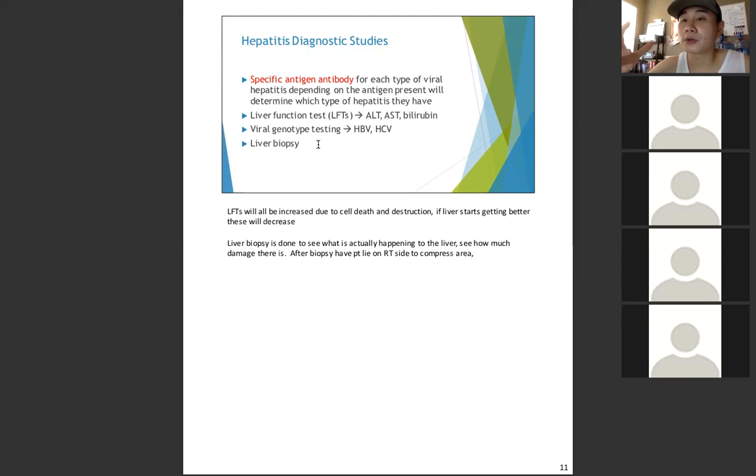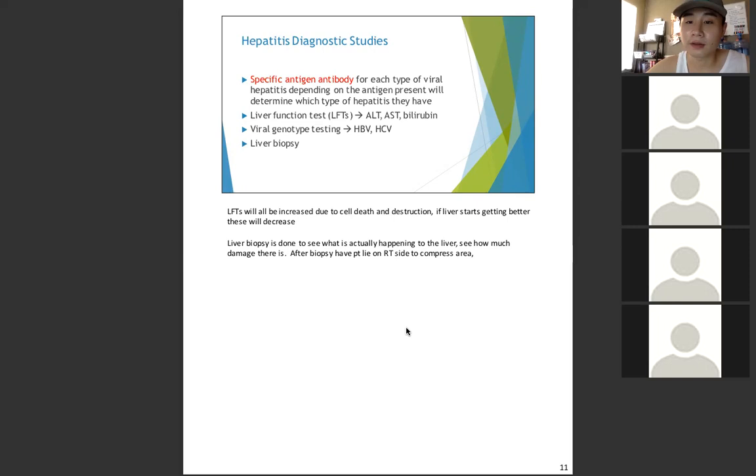All right, LFTs will all be increased due to cell death and destruction. If the liver starts getting better, this will decrease. Liver biopsy is done to see what is actually happening to the liver. See how much damage there is. After biopsy, have the patient lie on their right side to compress the area.